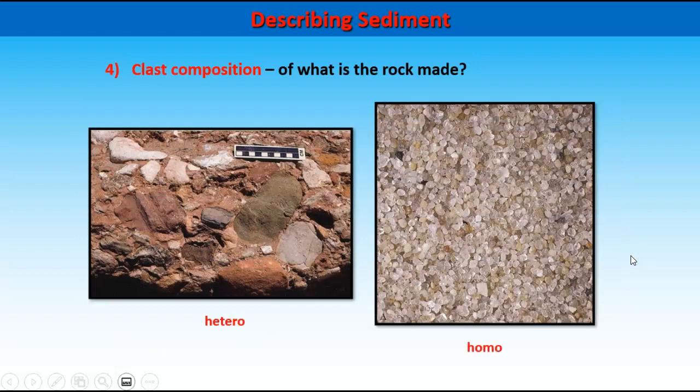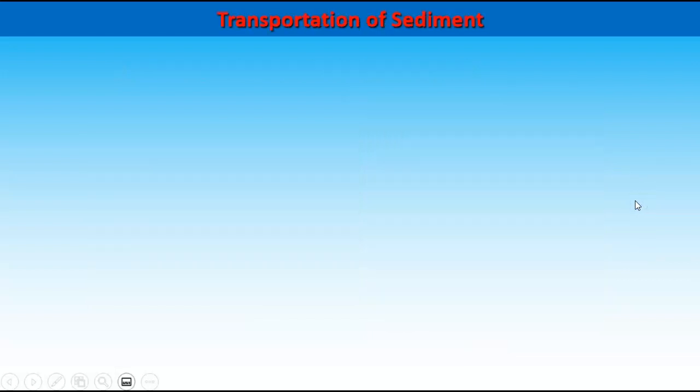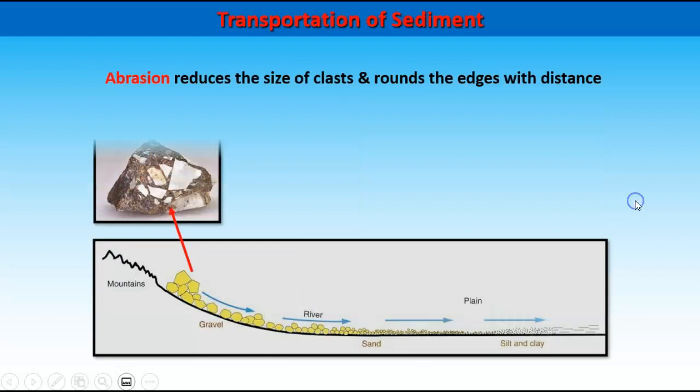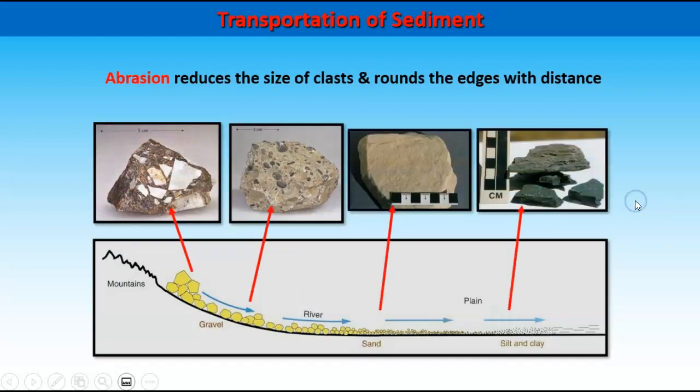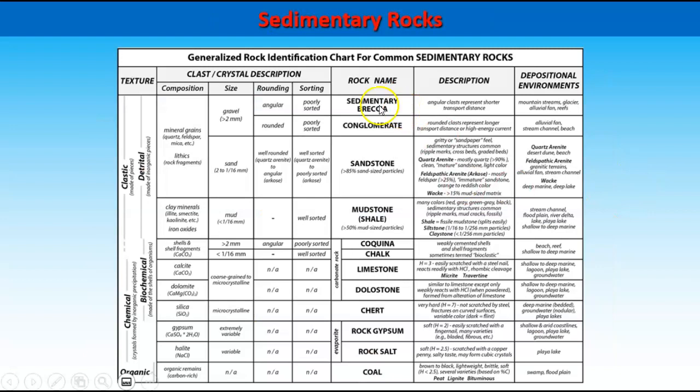And then class composition can tell us something, but we're not going to focus on that too much. But what the pieces are made of can also tell us something about the history of the sediments that make up our rock here. So here's the story. We've got our kind of basic sedimentary clastic rocks, and we're going to name them using this chart here. I'll go back to that in just a second.